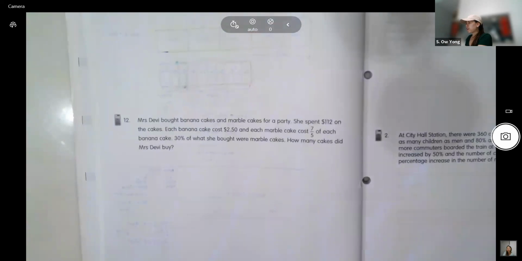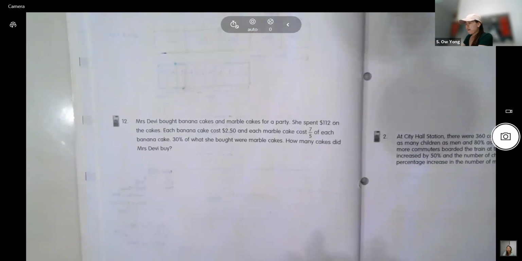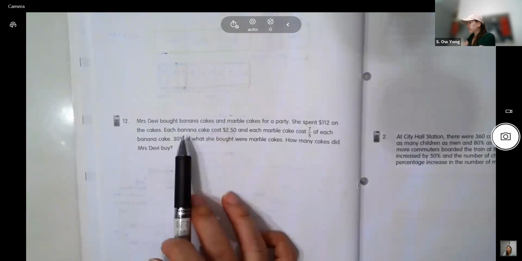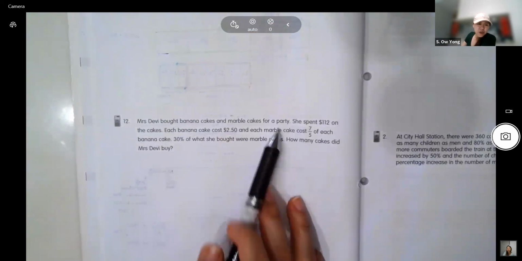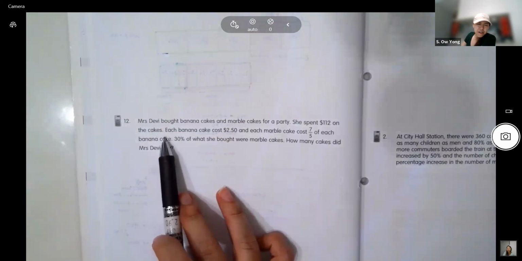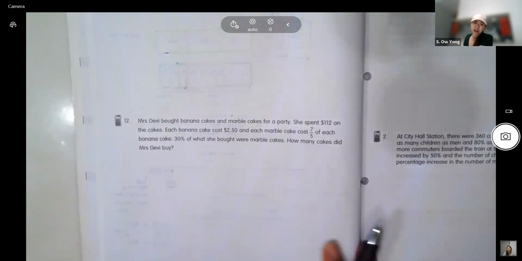So for question 12, same thing. They have quite a number of hints. You go and find out. Marble cake 7 units, banana cake 5 units. And go and find. You go and try first.